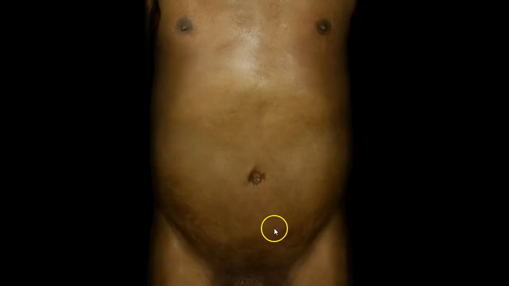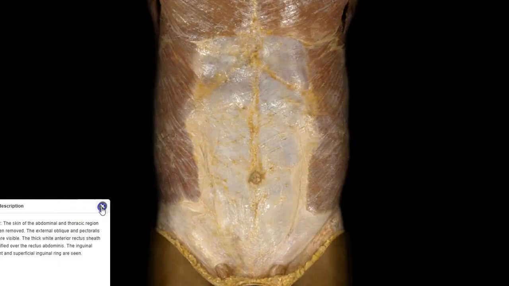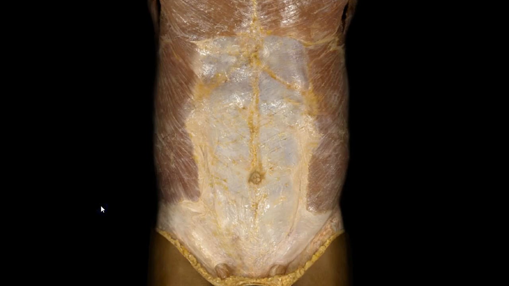Here we have the skin. Now let's go ahead and remove that layer. Once we remove that layer, we can see the external obliques here. So again, you see the fibers going down. These are our external obliques on our side. They're basically lateral to the abdomen itself. And again, that's what you see.